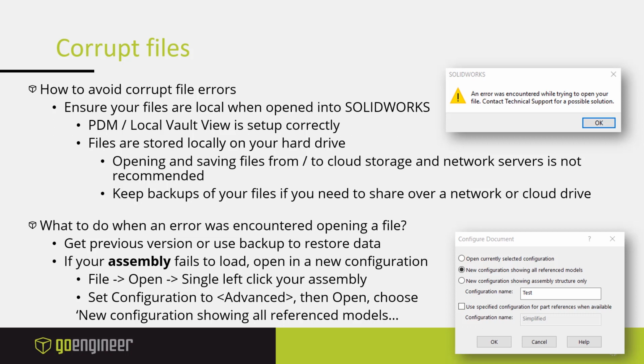So in the File Open menu in SOLIDWORKS, single left click your assembly, set the configuration to advanced, and then click Open. And then in this bottom right hand box you can see here, choose that middle option to open a new configuration, and then you can give it a name there. This one's just called Test.